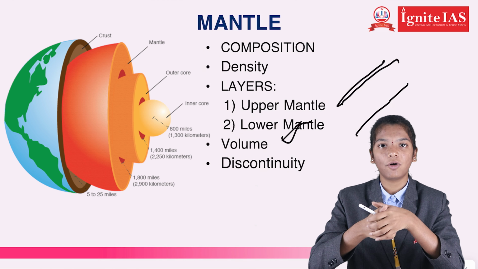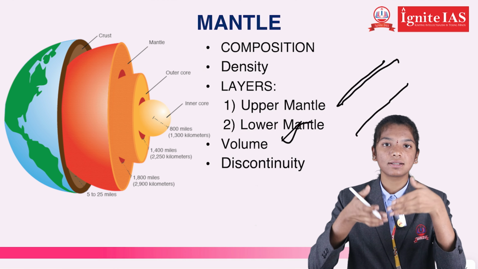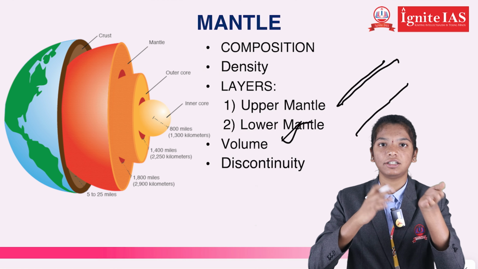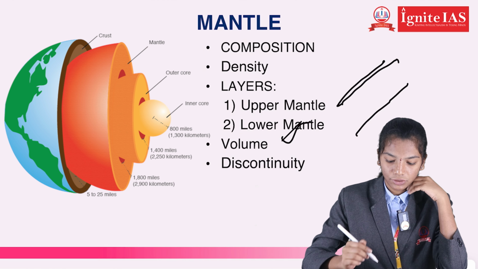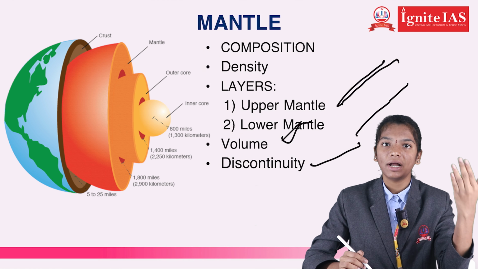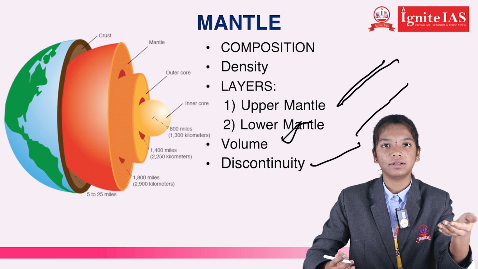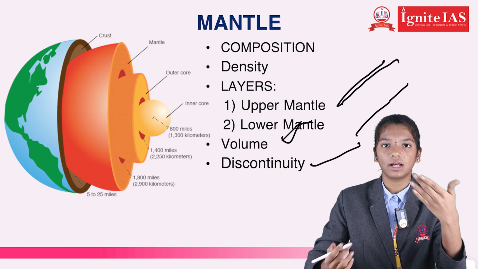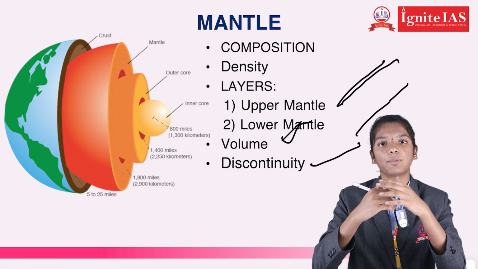Mantle is largely made up of iron and magnesium, hence this layer is called the mafic layer. And the volume of mantle is 84%. The discontinuity present between the upper mantle and lower mantle is the Repetti discontinuity. And the discontinuity present between mantle and core is the Gutenberg discontinuity. So this is about mantle.